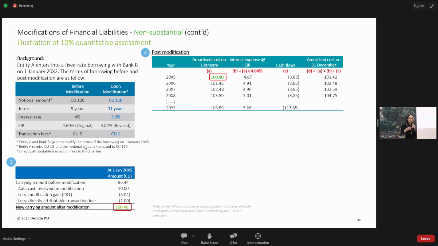Then from there on, I continue my amortized costs. But I will continue using the new EIR now. So this becomes my starting point from 20X5 for the remaining years, which will end after the 11 years since it's original. Then I have the new figure. This is my new carrying amount for every year. And then by the end of the year, I will fully settle my loan.